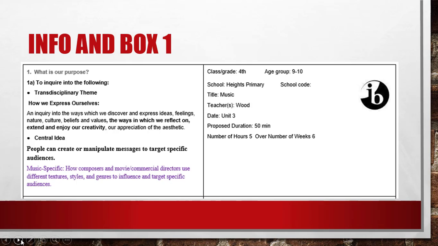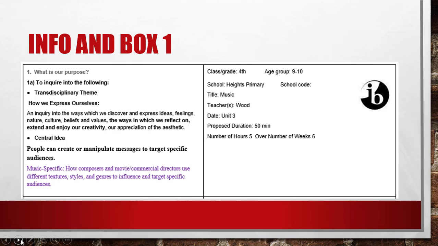So we're going to start over on the right with the info box. That is where you're going to put the class and the grade, the age group, the school, the title, which would be music, the teacher, the date, proposed duration, which would be 50 minutes or 45 minutes, whatever time length you have for your class period, and your number of hours over the number of weeks. So most of our units are 6 weeks long, so you would basically put what you're seeing for that time.